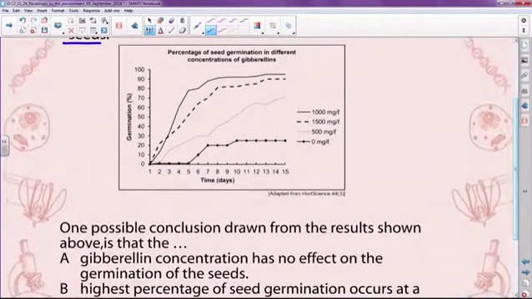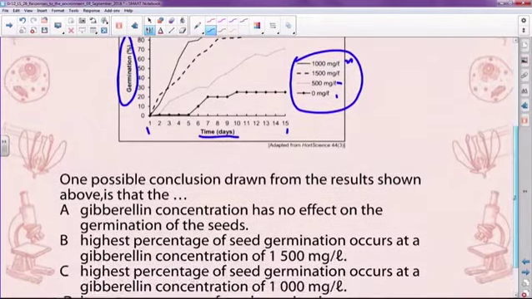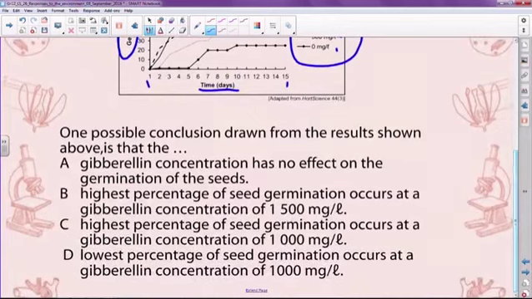Just to go over this, don't forget you need a heading, which has to have both dependent and independent variables. You'll see percentage germination, and then time, in different concentrations of gibberellin. You've got to have both there in a time period. If you have a look here, it says days, from day 1 to day 15, and we have 1,000 milligrams per liter, 1,500 milligrams per liter, 500 milligrams per liter, and 0 milligrams per liter. They're all here, and I have given a key. And the question is, one possible conclusion drawn from the results shown above is that.